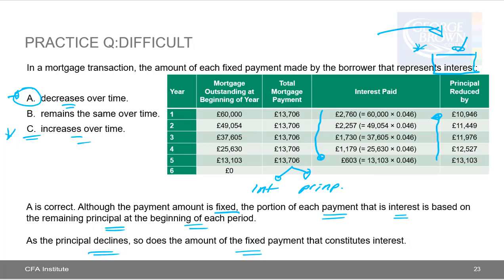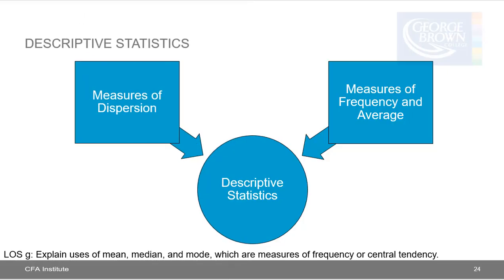Okay, not too difficult. Now we're moving on to learning outcome statement G, which is explain uses of mean, median, and mode, which are measures of frequency or central tendency. So in general, descriptive statistics are numbers that summarize essential features of a data set. A data set relates to a particular variable. For example, we could look at the returns of a particular stock or a stock market index. The data set includes several observations, that is, observed values for the variable. So we could be looking at daily returns or monthly returns or yearly returns, okay?